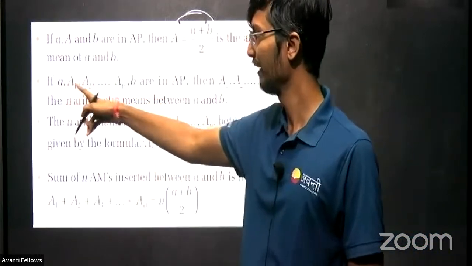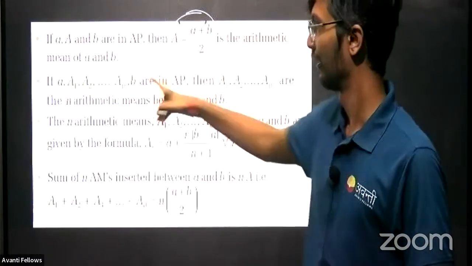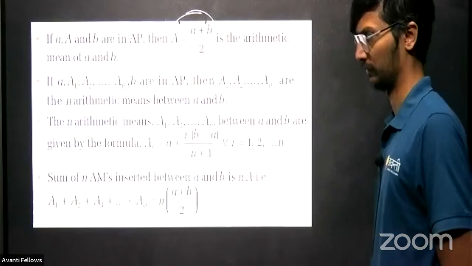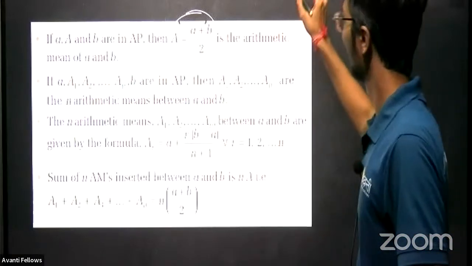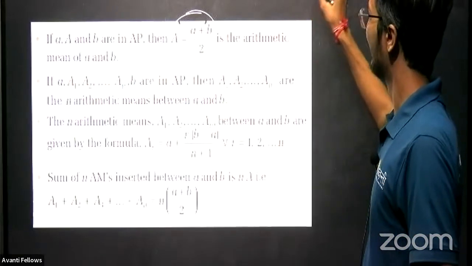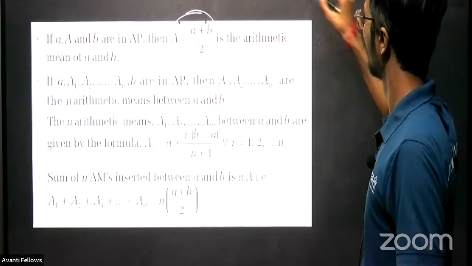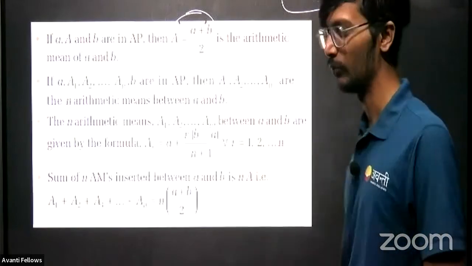If a, b are in AP, then A1, A2, A3 are n arithmetic means between a and b. Remember this: here the D is (b minus a) upon (n plus 1). I hope you remember it.